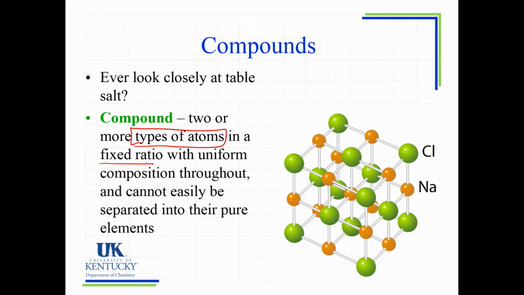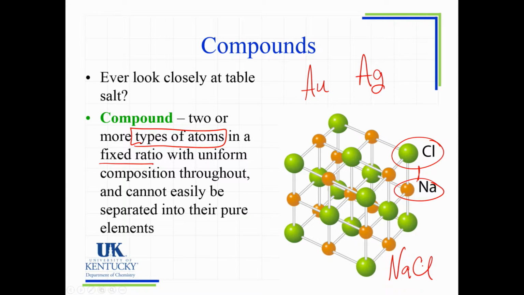So I could take some gold, whose symbol is Au, and some silver, Ag, and I could melt them and stir them up and have a lot of gold and a little silver, or a lot of silver and a little gold. That wouldn't make a compound. In a compound, there has to be a fixed ratio. We see that in this structure here. For every Na, which is the orange, there is a Cl. So there's a pairing, and for every Na, there is a Cl.